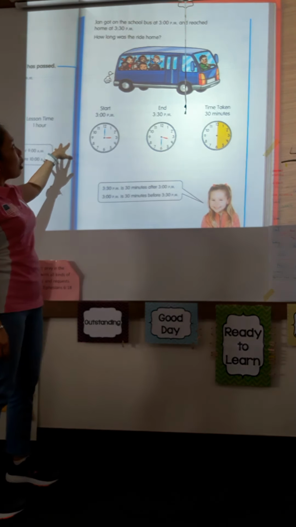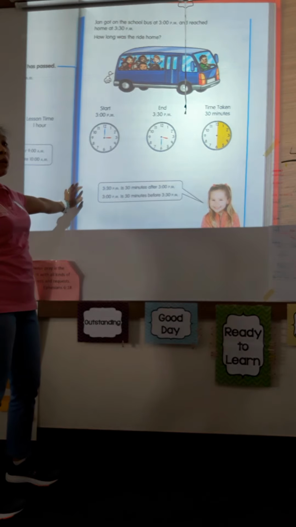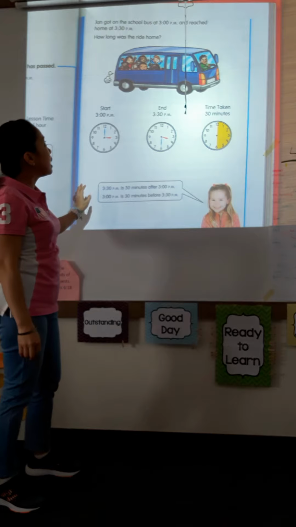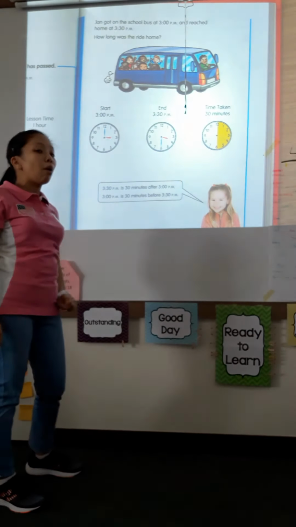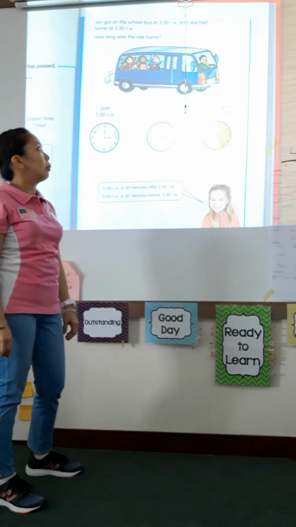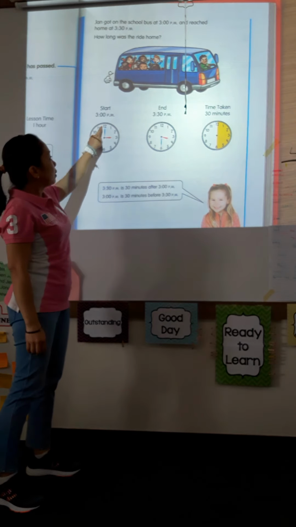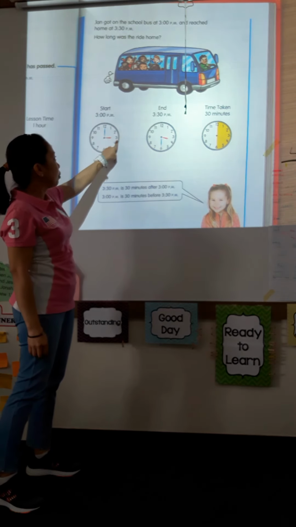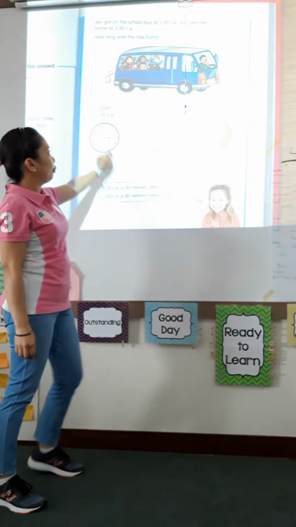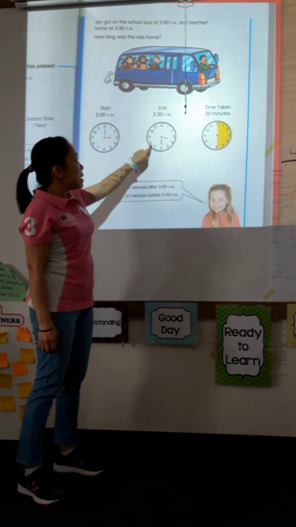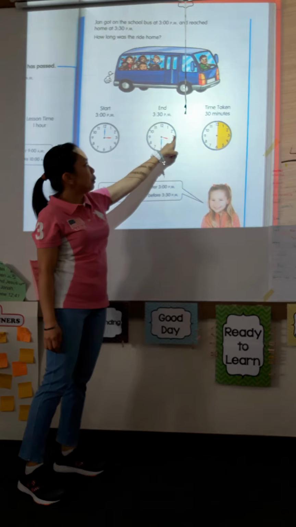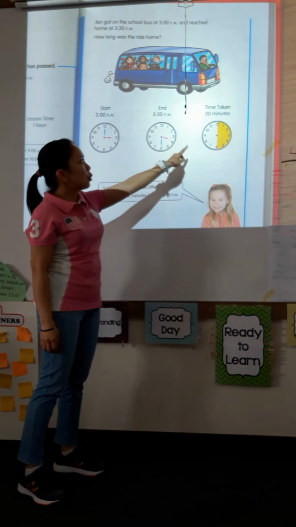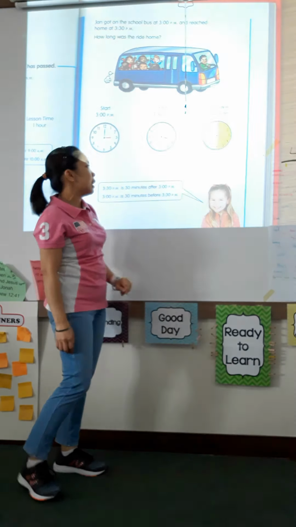Jan got on the school bus at 3 o'clock p.m. and reached home at 3:30 p.m. How long was the ride home? So it started at 3 o'clock. You can see the hands of the clocks. Shorthand at 3, longhand at 12. And at 3:30 p.m., in between 3 and 4, the shorthand, longhand at 6. So time taken, 30 minutes.